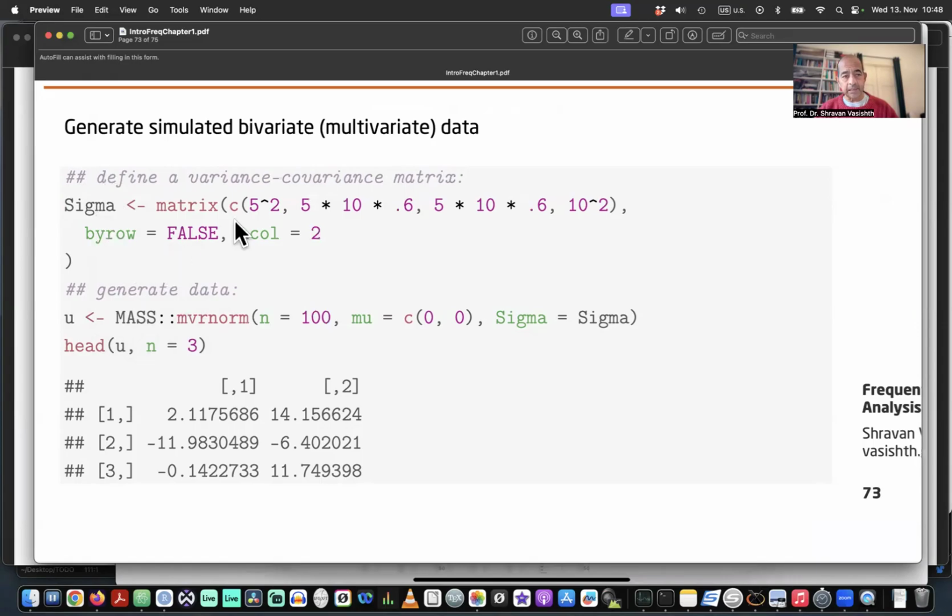So what I do is, first of all, I'm going to define a variance covariance matrix, a big sigma. And what I'm doing here is I'm just assuming that the variance covariance matrix has the following properties. So the variance of the first random variable is 5 squared. I could have chosen 1 squared, okay? It doesn't matter. I'm just using an example here. And the variance of the second random variable is 10 squared, okay? And therefore, the covariances are going to be the correlation, which I'm assuming to be 0.6, multiplied by the respective standard deviations.